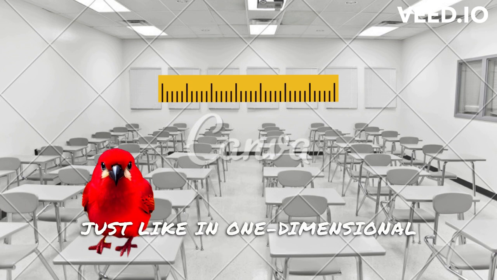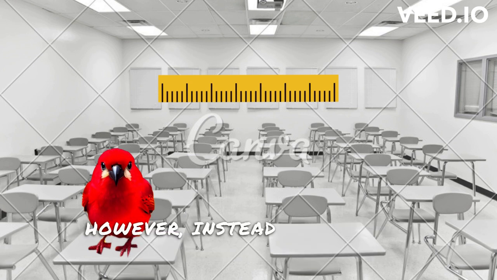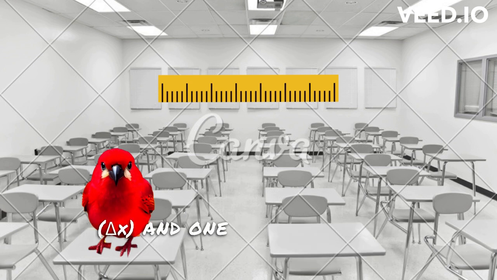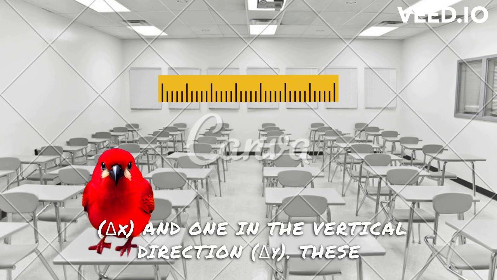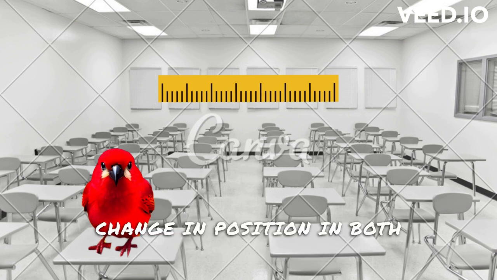Just like in one-dimensional motion, we have displacement in two-dimensional motion. However, instead of a single displacement, we now have two displacements, one in the horizontal direction, dx, and one in the vertical direction, dy. These displacements allow us to determine the change in position in both dimensions.